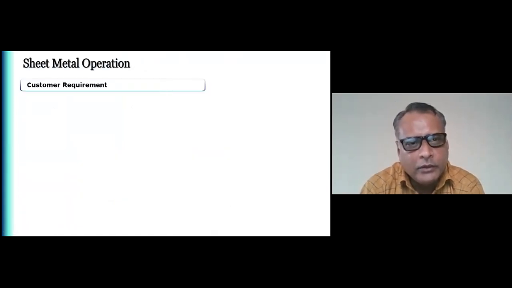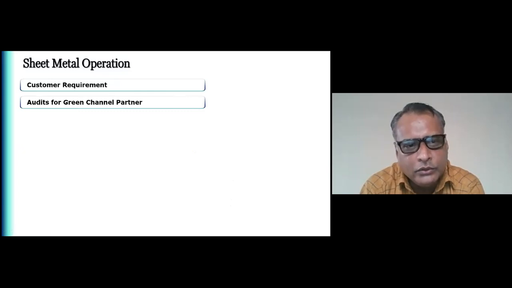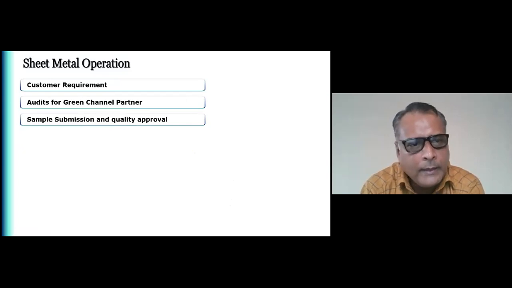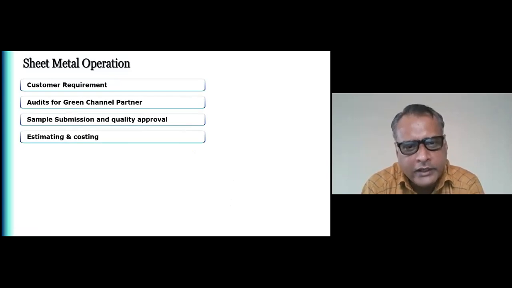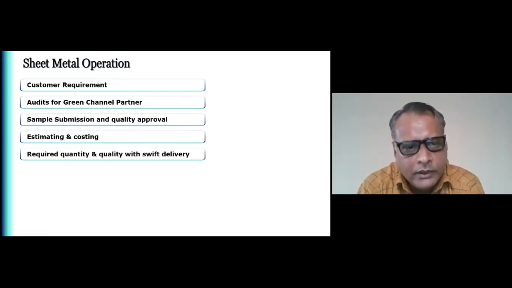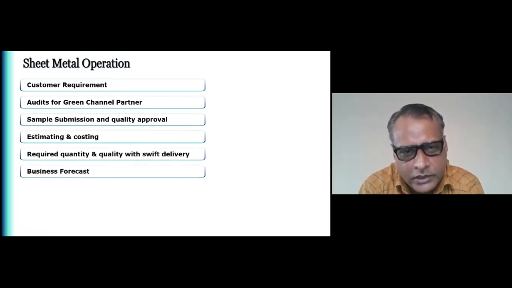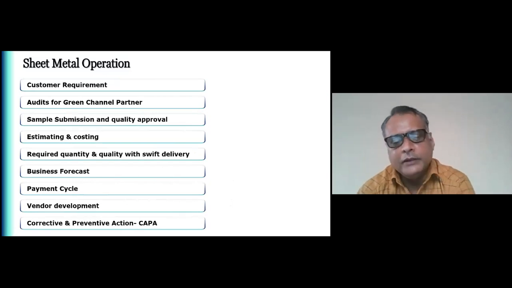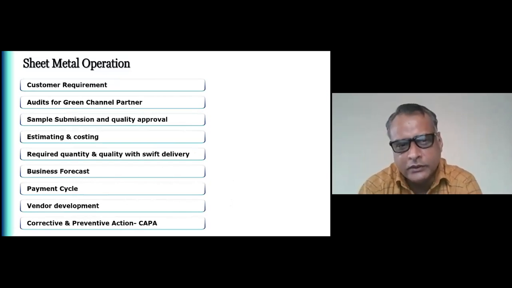Now, in sheet metal operation, there are various sequences. First, it starts from customer requirement. Then they will do the audits, sample submission and quality approval, then estimating and costing, and then required quantity and quality with swift delivery, business forecast, payment cycle, vendor development, and corrective and preventive action, that is CAPA, if there is a quality issue.